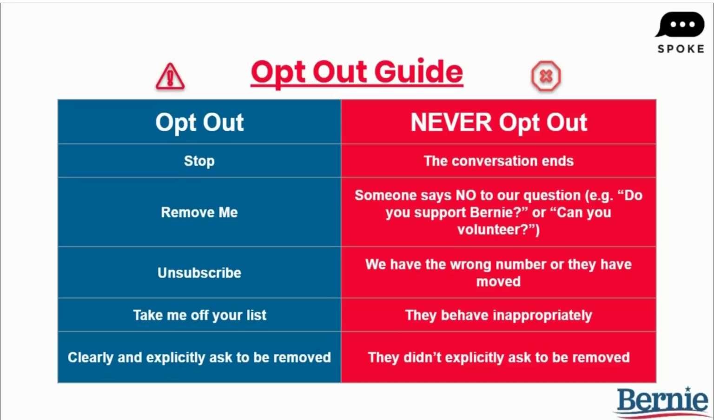On the other hand, you should never opt out simply because the conversation comes to an end, because the textee says no to our question, because we have the wrong number, or the textee has moved. You should also not opt out simply because the textee is rude or inappropriate, and you should never offer to opt people out unless they explicitly ask for it themselves.